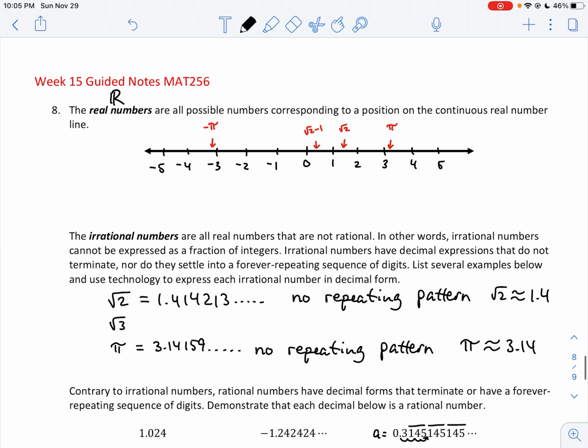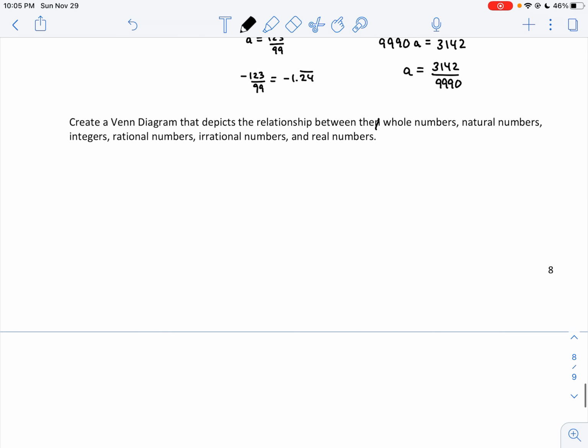I also want to mention that the symbol for the real numbers is a bold R. And there is no symbol for the irrationals. Every other classification we had a symbol for, but there is no accepted one for irrational.